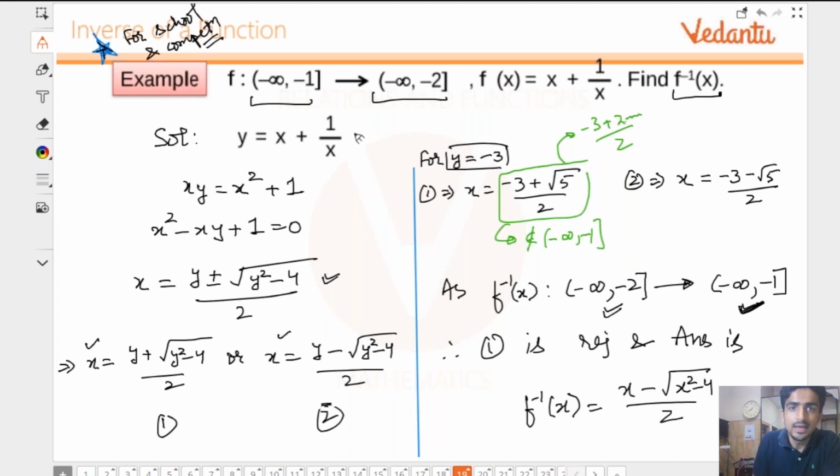It's simple. Inverse should take these elements here. So we took a y from this set. Randomly, you may take any y. I took y equal to minus 3. 1 didn't take it back here. So 1 is a wrong inverse. It must be rejected. Therefore, it is rejected and 2 is accepted.